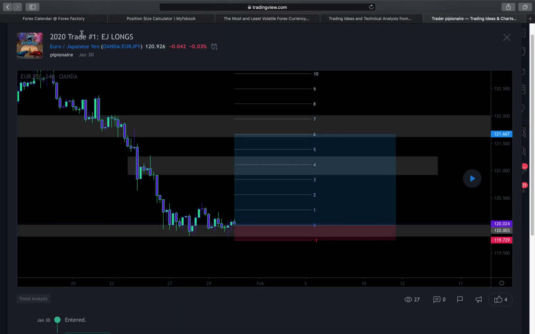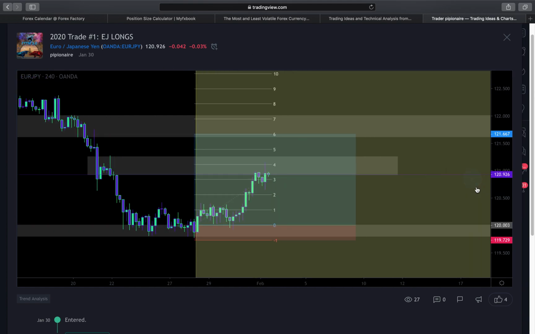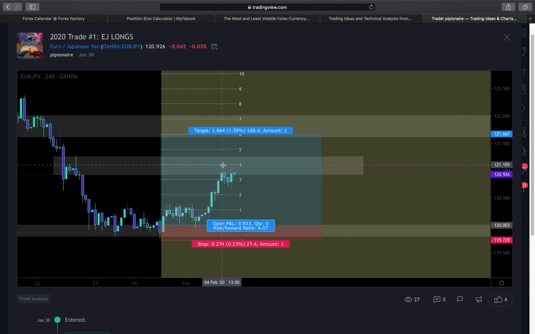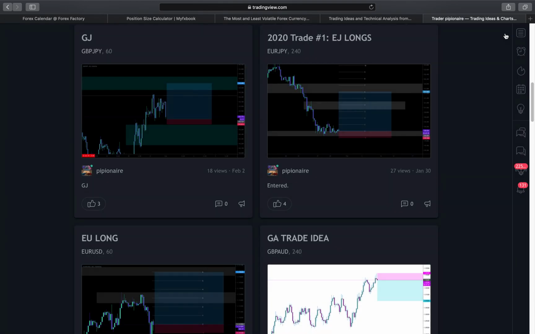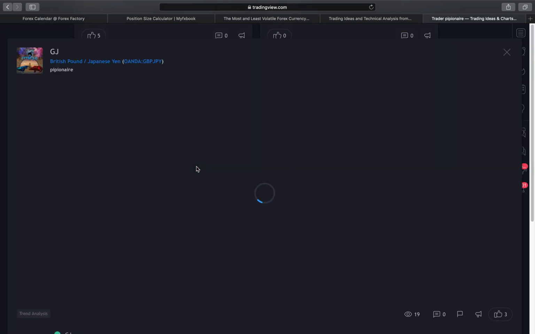This is our first legitimate trade of the year. This was posted pretty recently, and we're currently floating almost at 1 to 4 risk to reward. I think we tapped 1 to 4, yeah, but my target's around here. So yeah, we're floating over 100 pips in profit on this. Let's see, GJ.